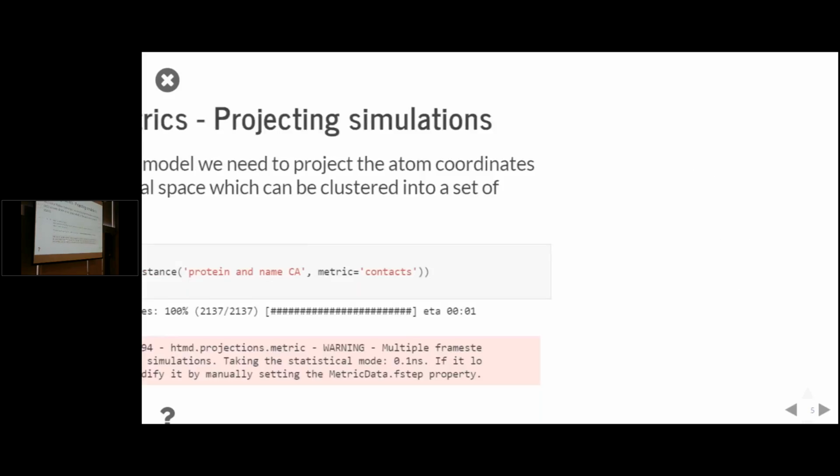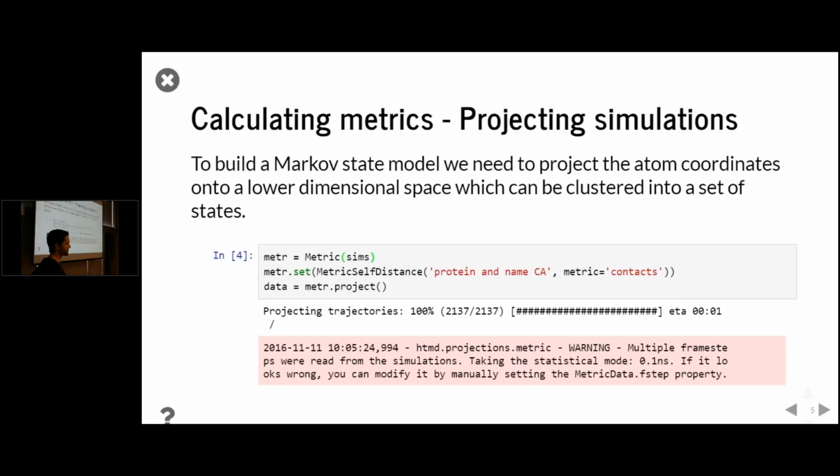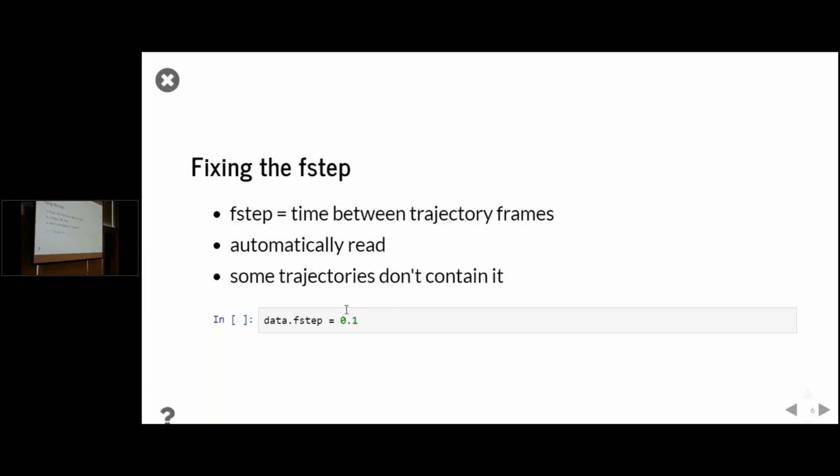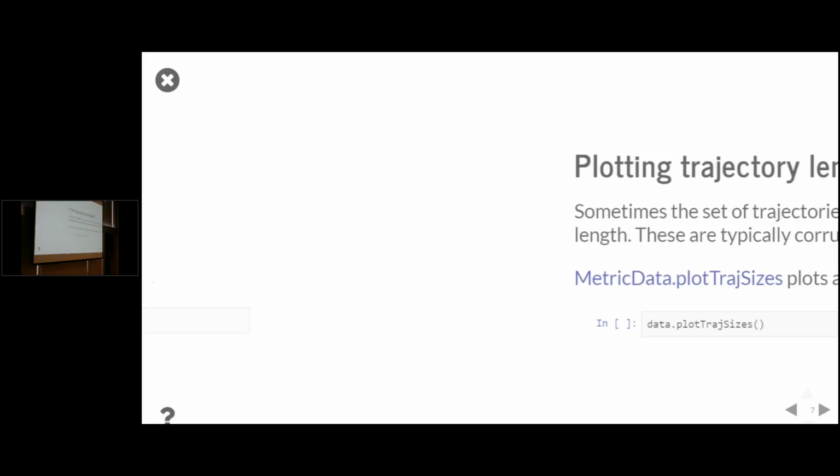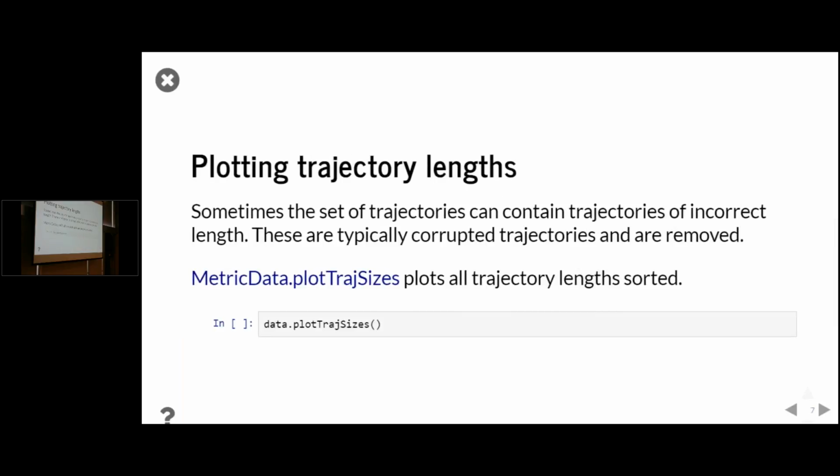It also throws a warning very often because, depending on your software, simulations are supposed to contain the frame step. The frame step is the time which passes between each frame of the simulation, or your sample time, as you might call it. So it complains that multiple different frame steps were read, but it's picking 0.1 nanosecond as the statistical mode. If it looks wrong, you can change it by setting data.fstep equal to 0.1, in units of nanoseconds. We didn't need to do it here because it gets the correct frame step, but it's good to know.